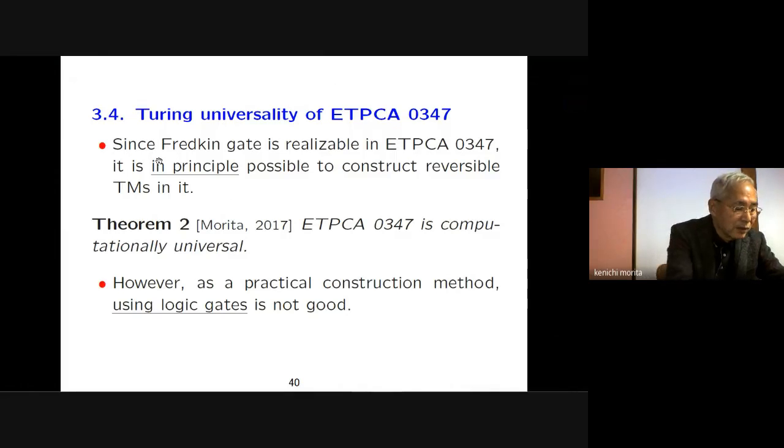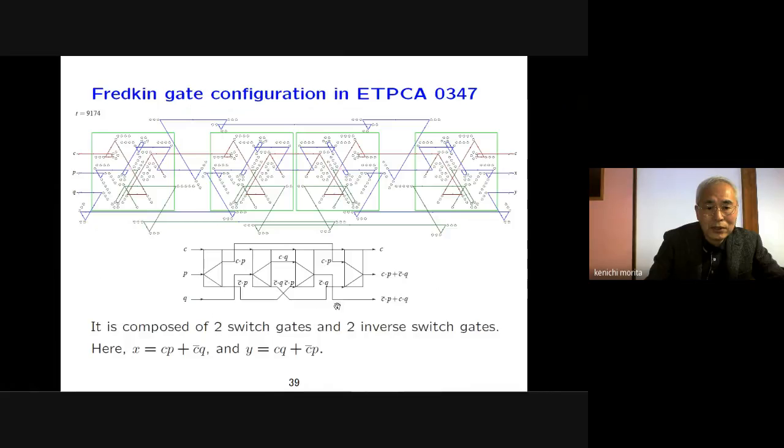Now, since a Fredkin gate is realizable in ETPCA 0347, it is in principle possible to construct reversible Turing machines in it. Therefore, ETPCA 0347 is computationally universal. However, as a practical construction method, using logic gates is not good, because the Fredkin gate itself is very complex like this.